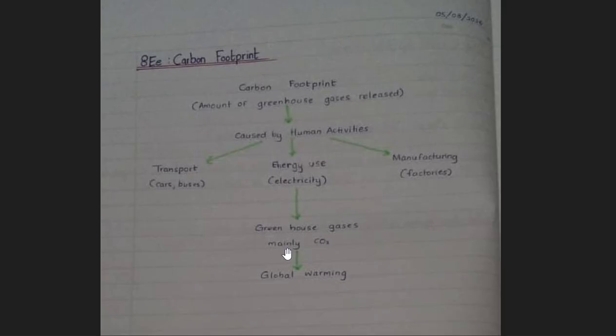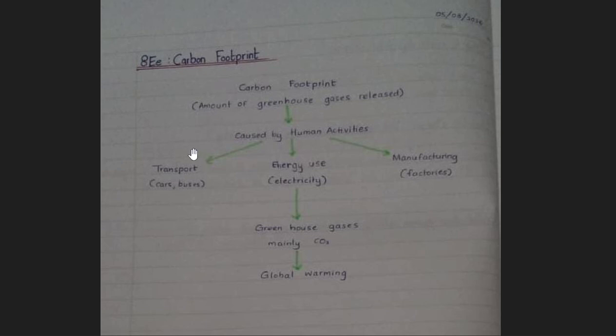It's like if you walk somewhere, your footprint will stay. In the same way, when the carbon is released, the carbon footprint will stay. So this is the measurement of the amount of greenhouse gases released. How is this caused? By human activities. What kind of human activities? Mainly carbon is emitted from transportation like cars and buses.